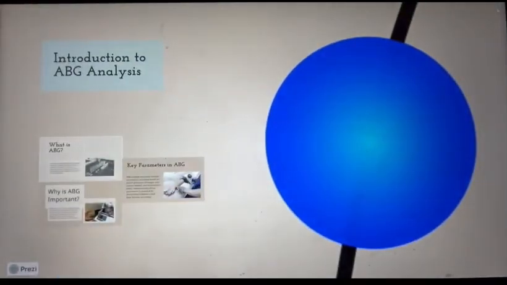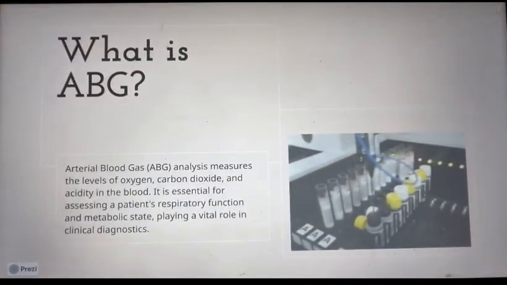Introduction to ABG analysis. Arterial blood gas analysis measures the level of oxygen, carbon dioxide, and acidity in the blood. It is essential for assessing a patient's respiratory function and metabolic state, and plays a vital role in clinical diagnostics.